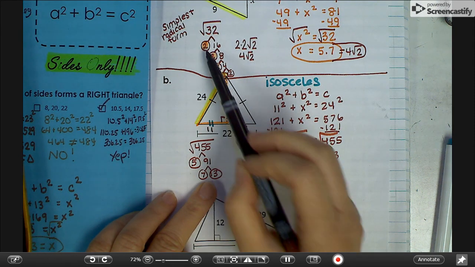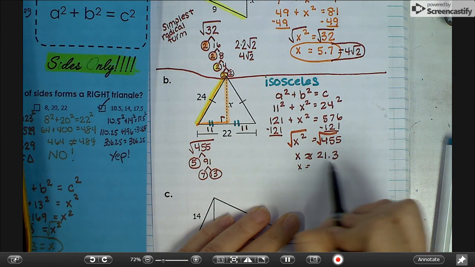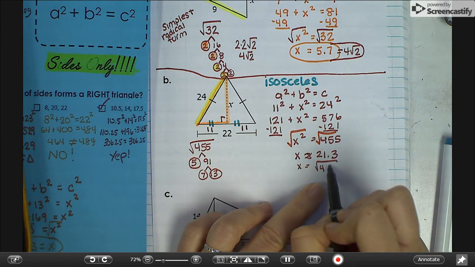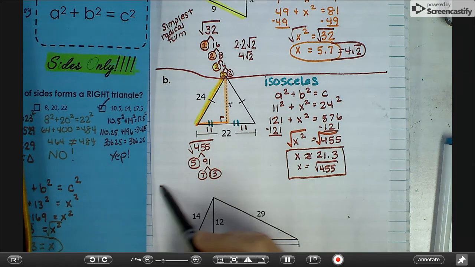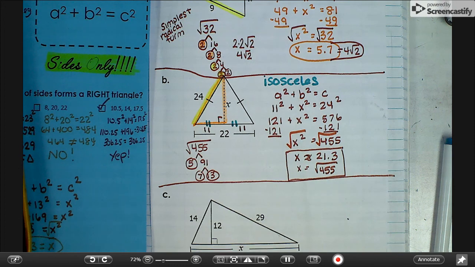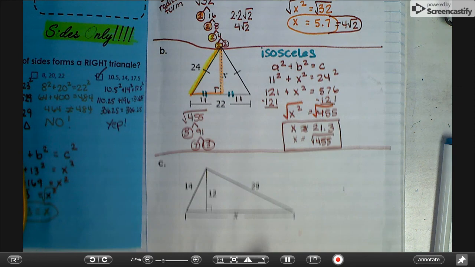We had 2 2s and then another 2 2s. Here we don't have any repeats. So the actual exact answer is the square root of 455. Both of those are correct. All right, and then this last one is not an isosceles triangle.